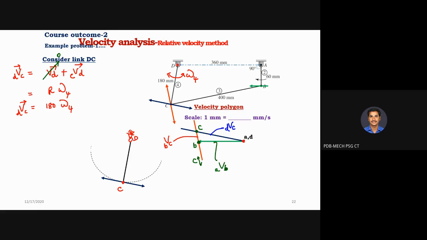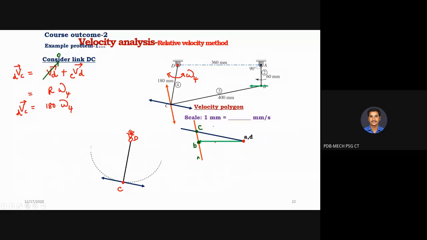What have we done here? D is fixed, and we found C. So velocity of C with respect to D, the one we found with respect to, should come on the left hand side. Is it clear how to draw the velocity polygon? Yes, sir. Okay, now how to find out the velocity of point C? We have got the point now. How to find out the velocity of C?